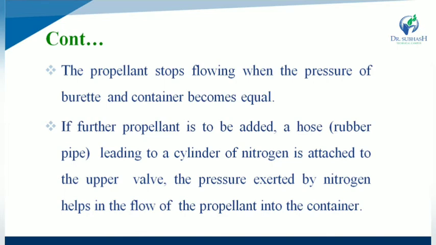If further propellant is to be added, a rubber pipe leading to a cylinder of nitrogen is attached to the upper valve, and the pressure exerted by the nitrogen helps in the flow of propellant into the container. So if the pressure of the burette and container are equal and further propellant is to be added, the rubber pipe is used for nitrogen attachment. Nitrogen is attached to the upper valve, and the pressure exerted by the nitrogen helps in the flow of propellant into the container.